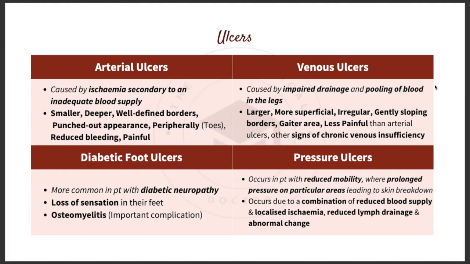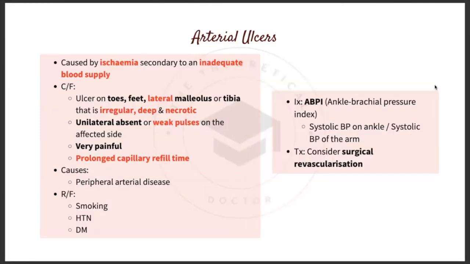Then there's pressure ulcers, and it occurs in patients with reduced mobility, where prolonged pressure on that particular area causes the skin to break down. It occurs due to a combination of reduced blood supply and localized ischemia, reduced lymph drainage, and there's abnormal changes. So the first one, arterial ulcers. It's caused by ischemia secondary to an inadequate blood supply.